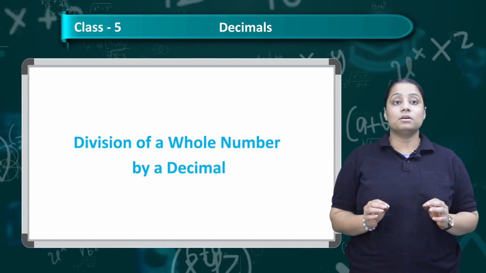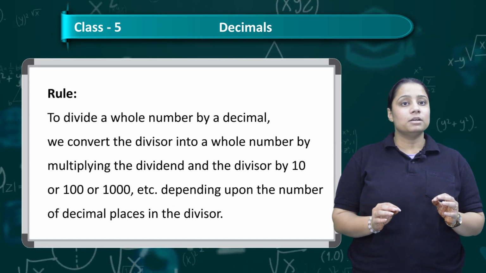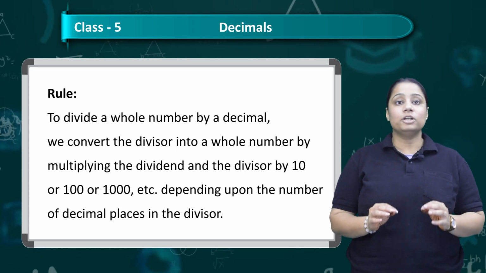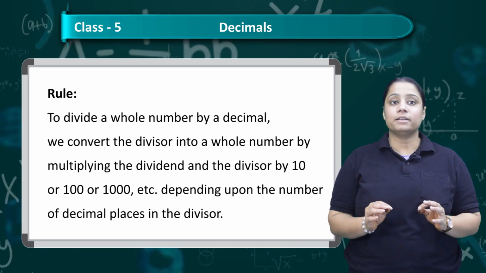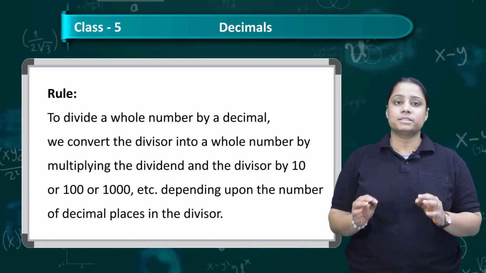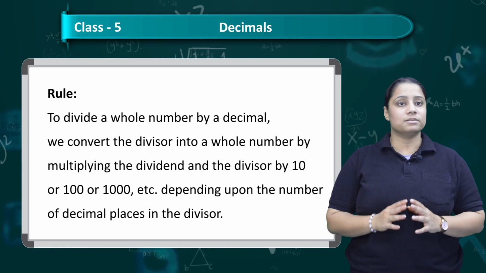Division of a whole number by a decimal. To divide a whole number by a decimal, we convert the divisor into a whole number by multiplying the dividend and the divisor by 10 or 100 or 1000, etc., depending upon the number of decimal places in the divisor.